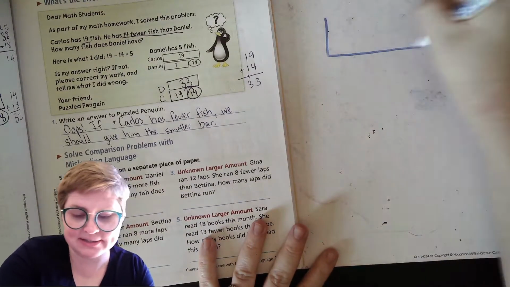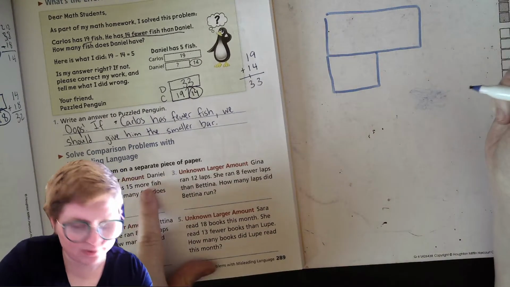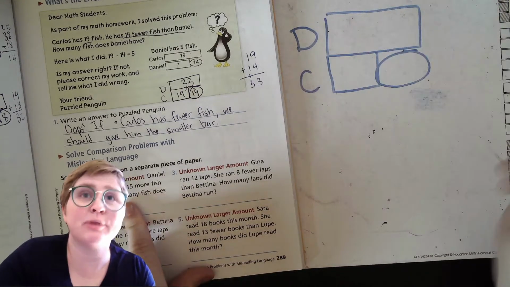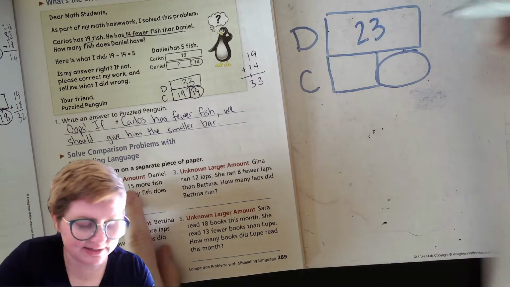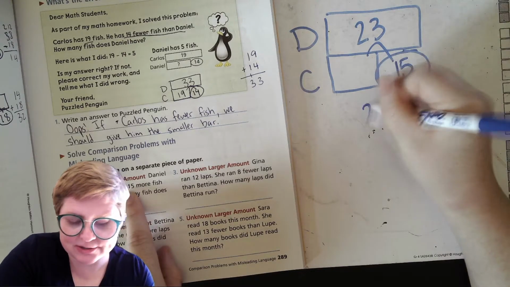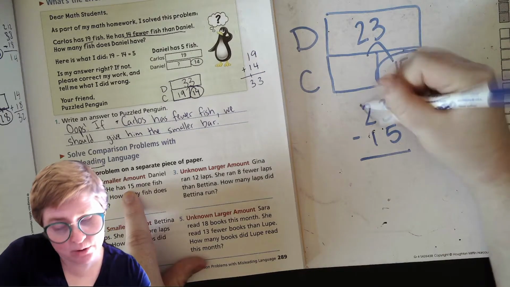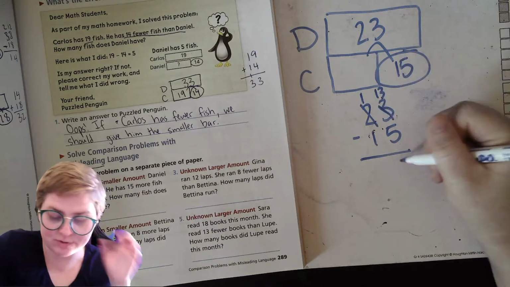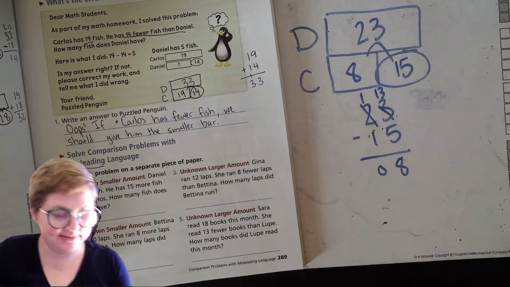So I'm asking myself, who has more? If Daniel has more, he should be getting the big bar, right? So I'm giving Daniel the big bar, Carlos the little bar. Daniel's amount is what goes in the big bar. The difference is that 15. And then to find this missing number, we're going to subtract. So 23 minus 15. 3 minus 5 is not going to work, so we have to ungroup. Now we have 110 over here. Now we have 13. Take away 5, which is 8. 0. So then Carlos will have 8 fish.